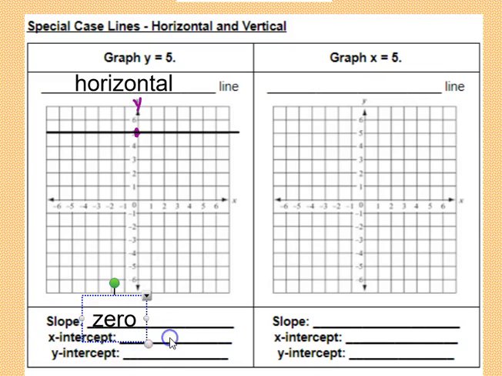Its x-intercept, the point where it crosses the x-axis, would be none. It does not cross the x-axis, so it has no x-intercept. And its y-intercept would be right where it crosses the y-axis, which is at y equals 5. So that coordinate point would be (0, 5), where x is 0 and y is 5. So that would go in that blank right there.